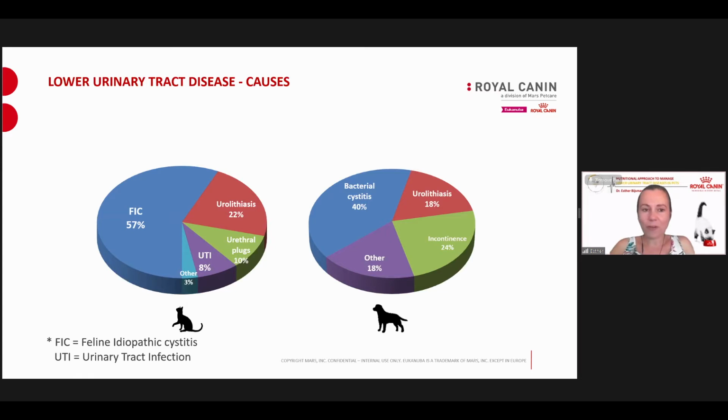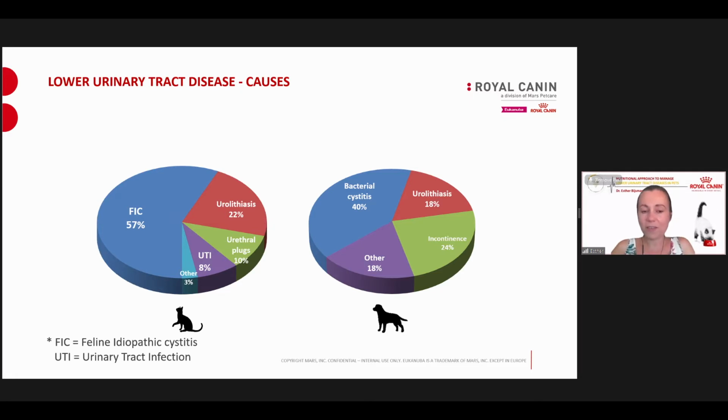So here we have the visual, and I'm sure that many of you in cats thought about feline idiopathic cystitis or feline interstitial cystitis, or FIC. It's the most common urinary tract disease in cats, with approximately estimated on the literature 57% of the lower urinary tract disease causes in cats being for that reason.